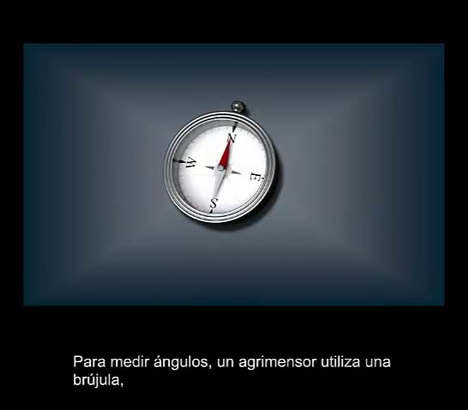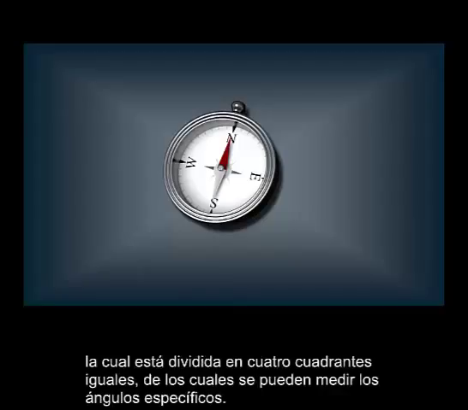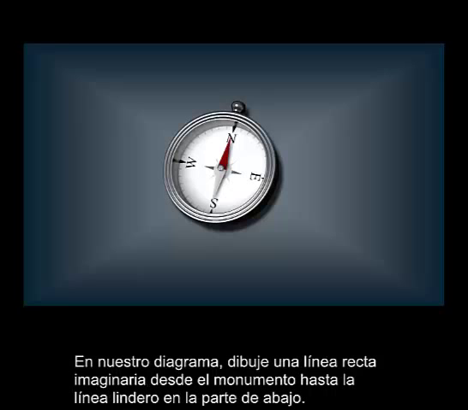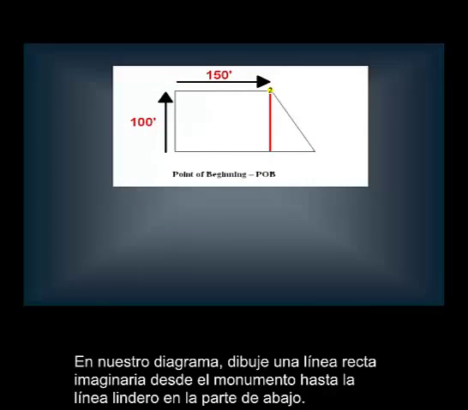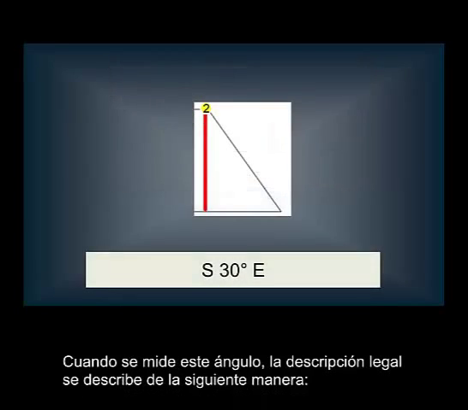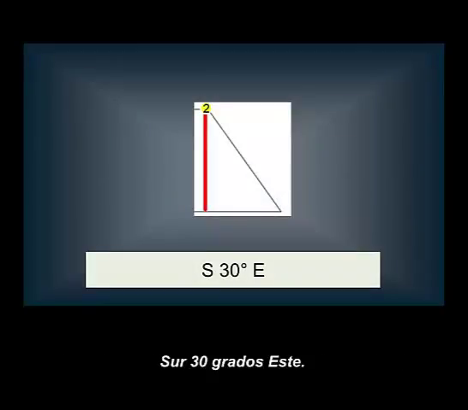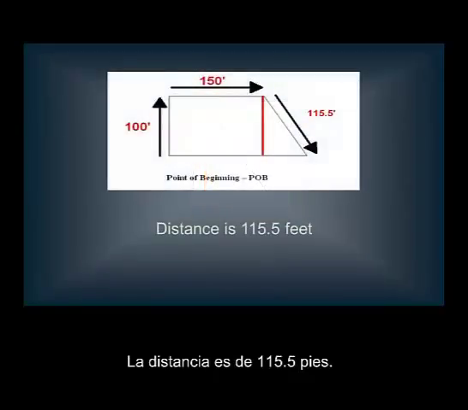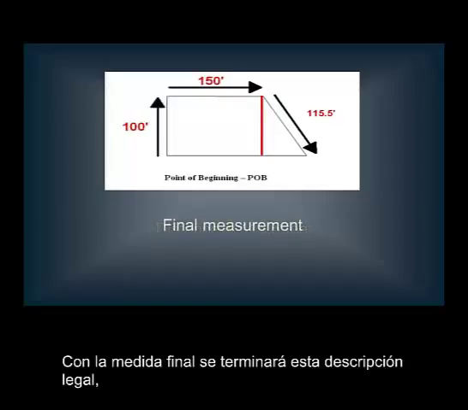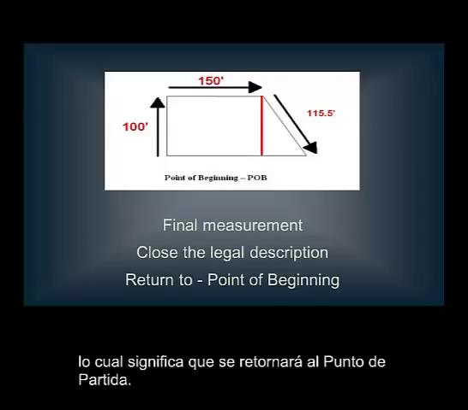To measure angles, a surveyor will use a compass which is divided into 4 equal quadrants, and then the specific degrees are measured. In our diagram, draw an imaginary straight line from the monument to the bottom boundary line. When this angle is measured, the description would read south 30 degrees east. The distance is 115.5 feet. The final measurement would close the legal description, meaning it would return it to the point of beginning.